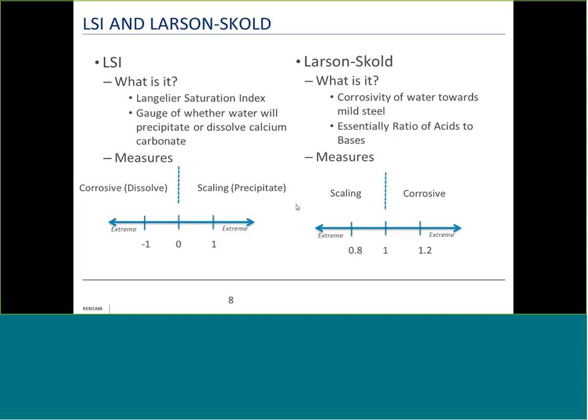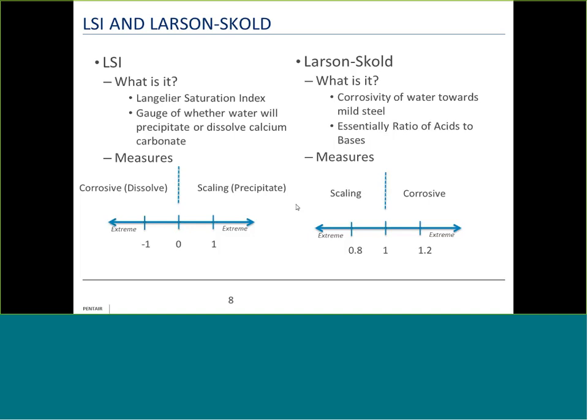The other index we use is the Larson-Skold index, and it's a measure of corrosivity in the water towards mild steels, 304 and 316 steel. And it is based on the ratio of chloride and sulfate, things that can create acids in the water essentially, to the amount of base or Tums in the water that neutralizes those acids. So when we have more of these aggressive corrosive salts in the water in a higher ratio to the base or Tums in the water, you get water that is corrosive at any temperature. And temperature will only increase this effect.